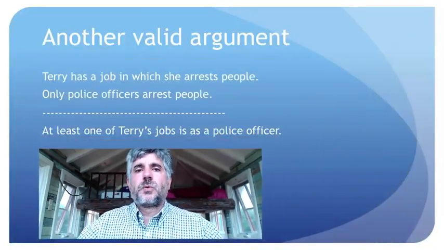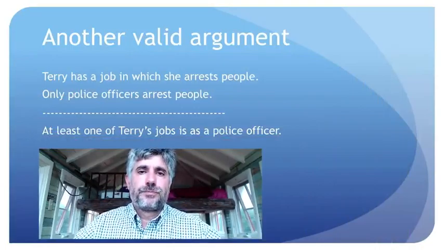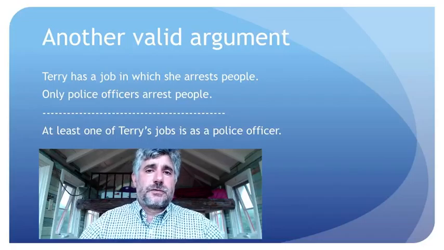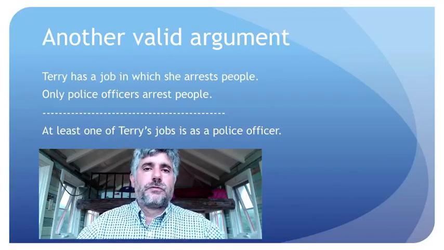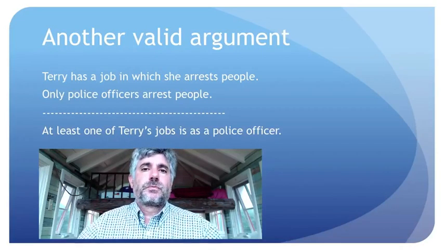Now, what I'd like to do right now is show that there are other arguments that have the same form as this first argument about Mary and are valid for what seems to be the same reason as the argument about Mary is valid, even though they have a completely different subject matter. So here's another example. Consider the following argument. Premise 1. Terry has a job in which she arrests people. Premise 2, only police officers can arrest people, and therefore, conclusion, at least one of Terry's jobs is as a police officer.